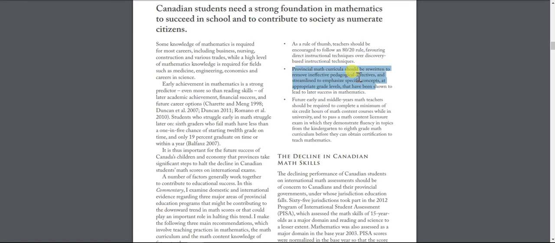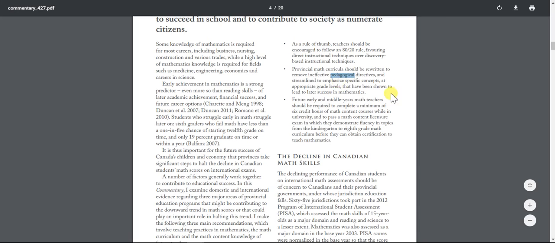that just means like the new ones, the things that are supposed to be new and fancy. That's all that word means. I had to look it up. Directives and streamlined to emphasize specific concepts at appropriate grade levels that have been shown to lead to later success in mathematics.